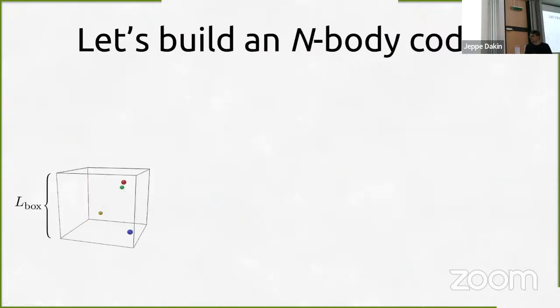Okay, so let's start developing a basic n-body code. So first we have a box with n particles. Here n is 4. And we want space to be infinite, and we simulate that by having the box be periodic. So whenever a particle goes through a boundary, it just appears at the opposite end.